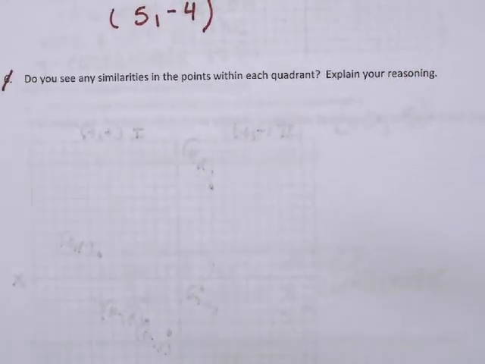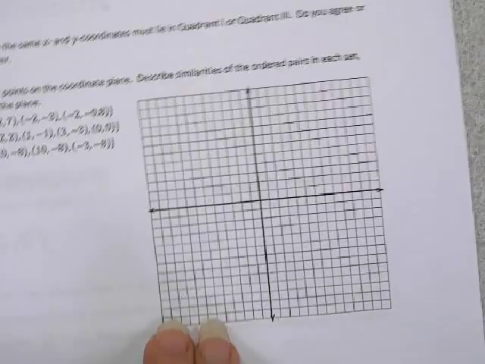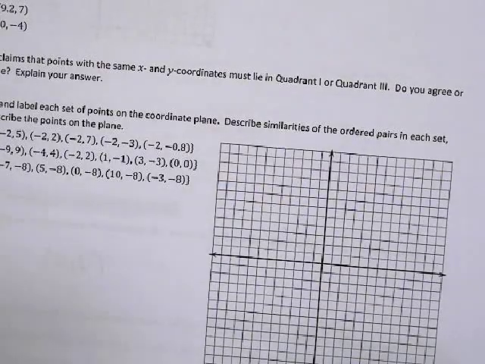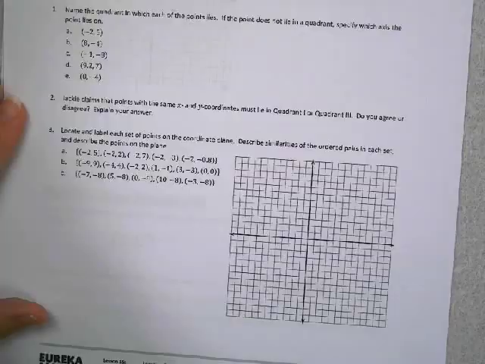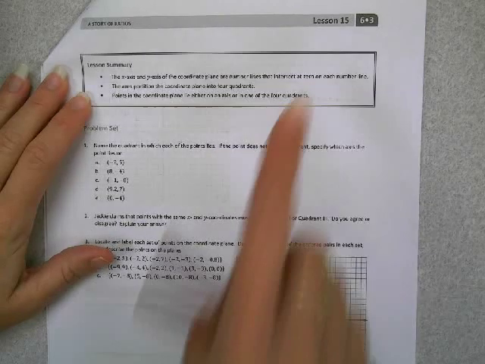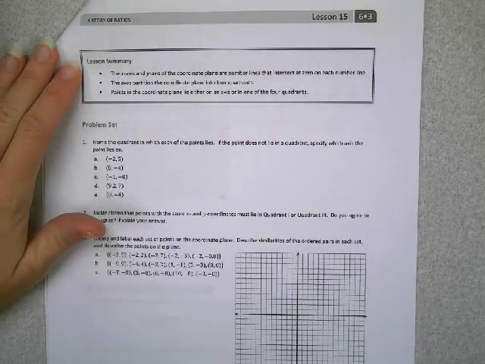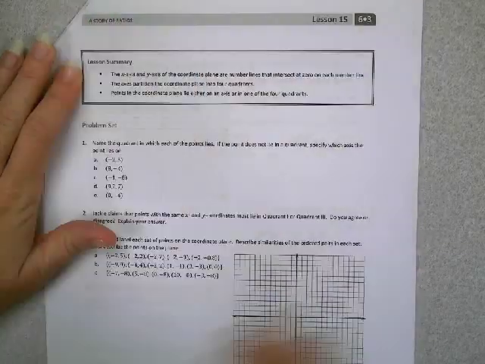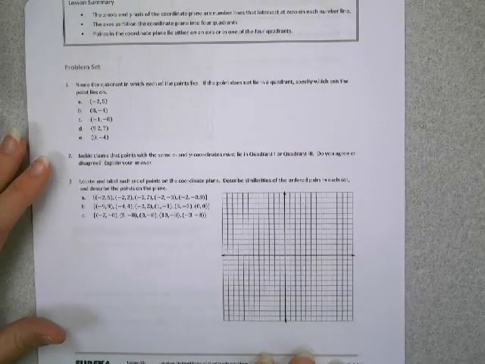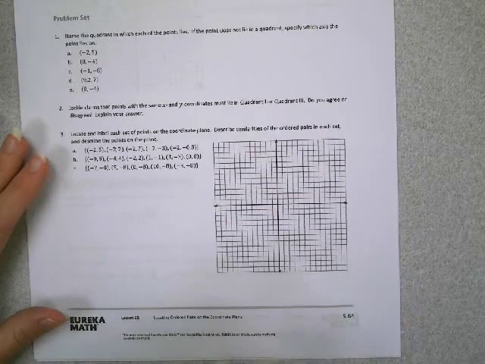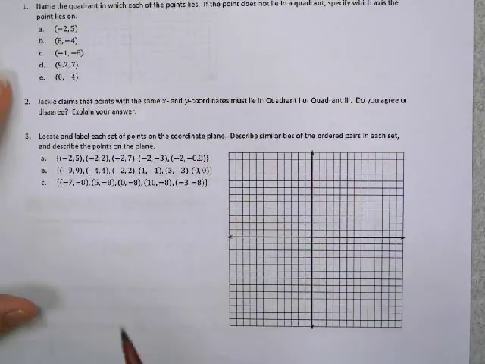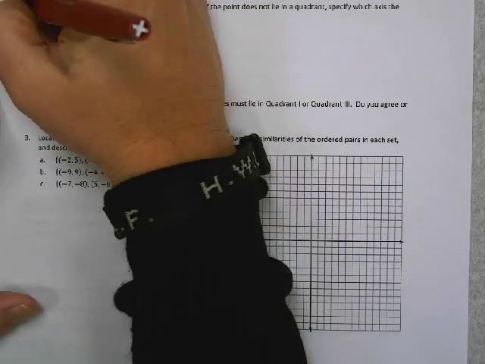And then we're going to turn to our problem set. Your problem set is on page 157. My page looks a little different than yours because my lesson summary is at the top of the problem set. Yours is not. Yours is right after what we just did, but then your problem set is not until page 157. So you're going to want to turn your book to page 157. On the problem set, what I would like for you to do is number 1, A, B, C, D, and E. So circle number 1.